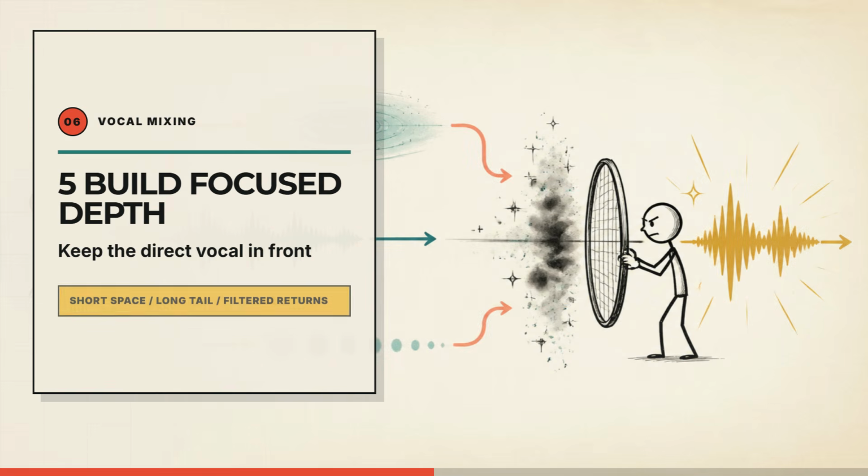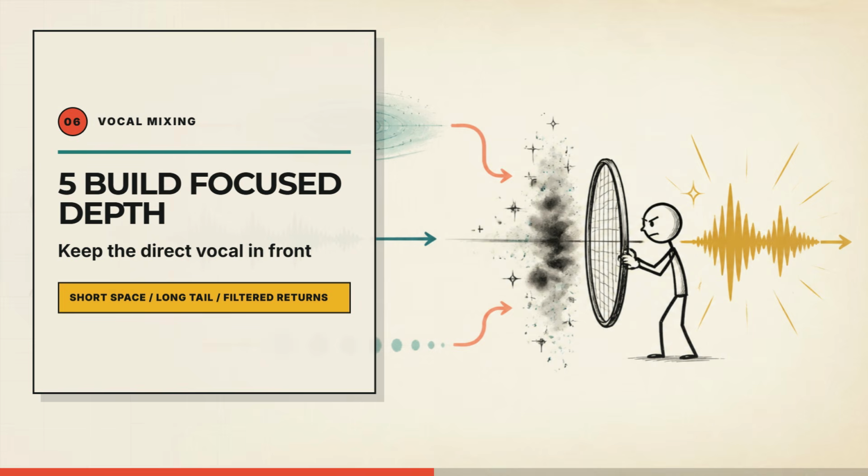Tip 5. Build depth with focused reverb. Aux sends are a flexible way to do this because the direct vocal remains independent, while one or more effect returns create space. It also lets several vocal layers share the same acoustic character. But the important idea is control, not a rule that inserts are forbidden. An insert can still be useful for a special, fully wet sound.